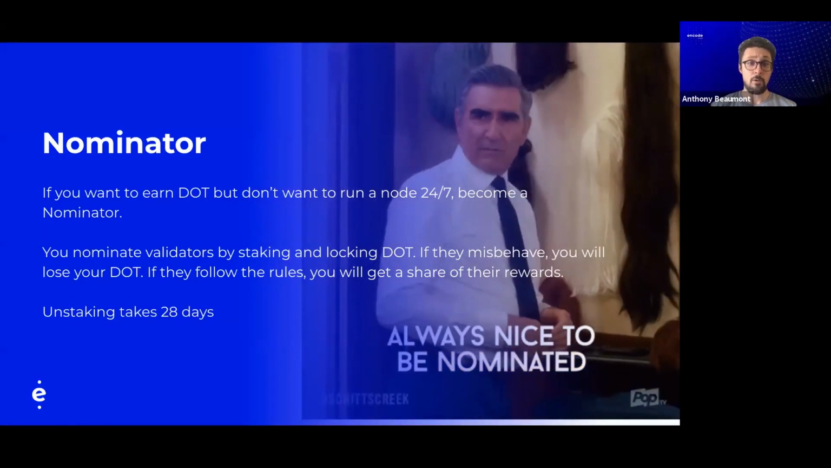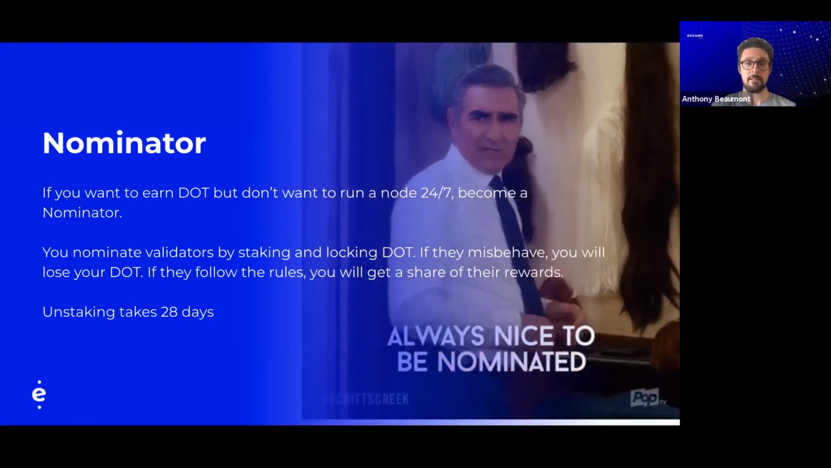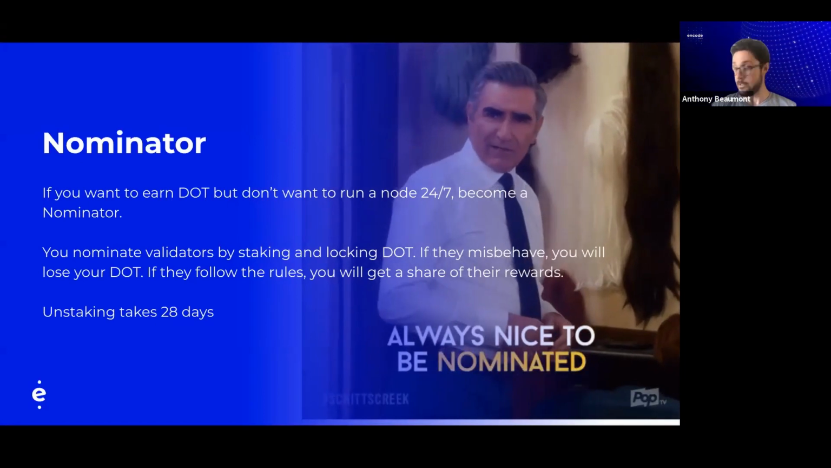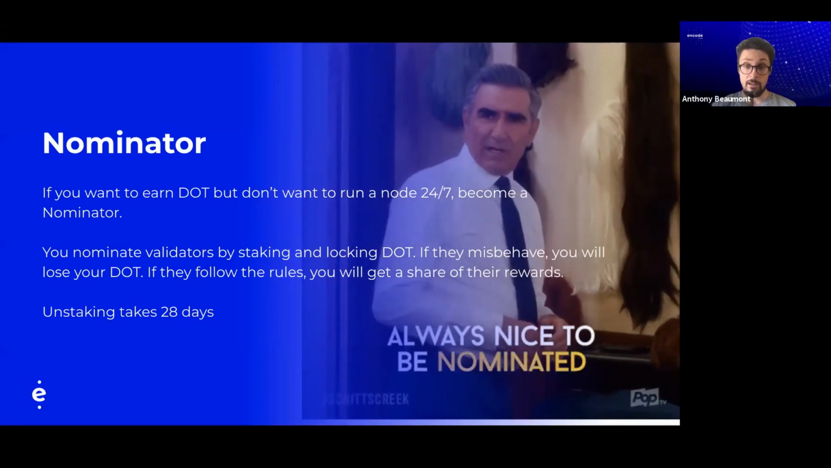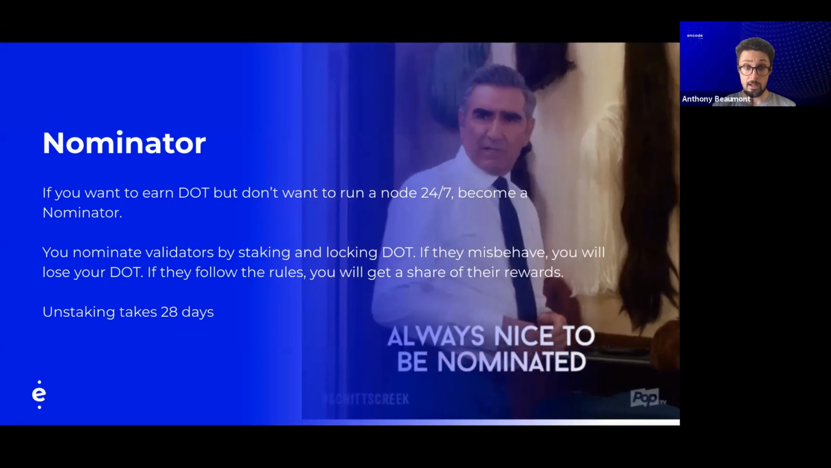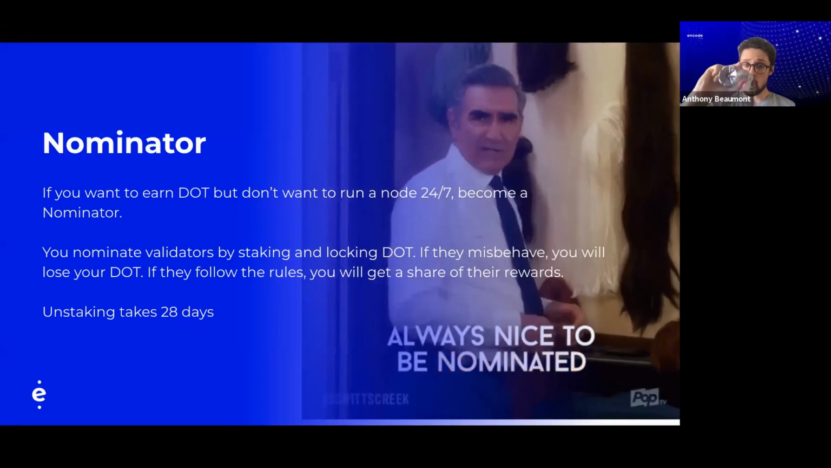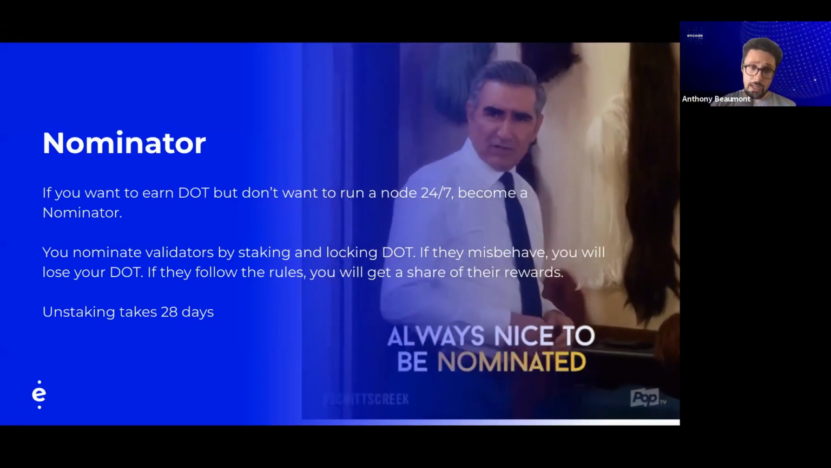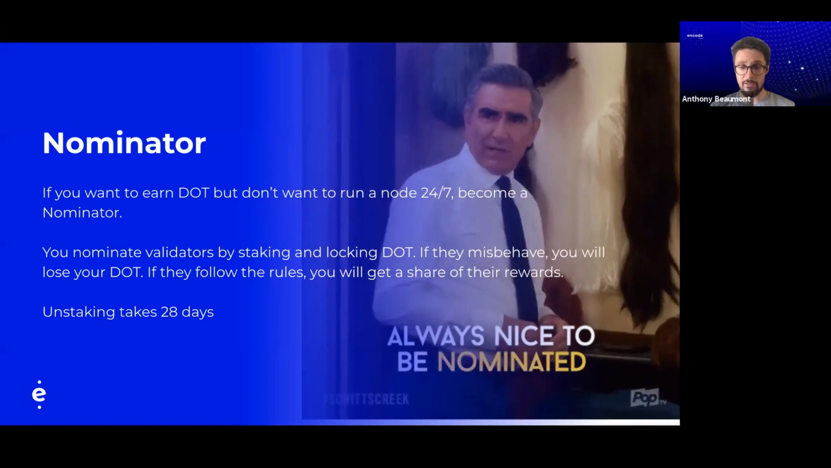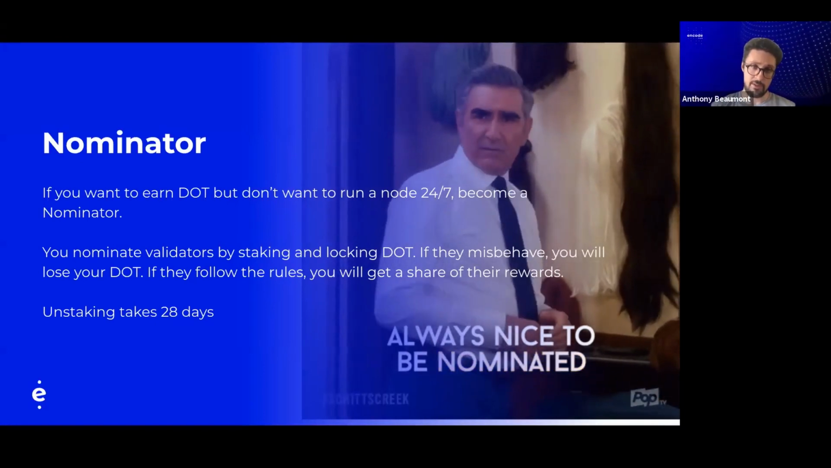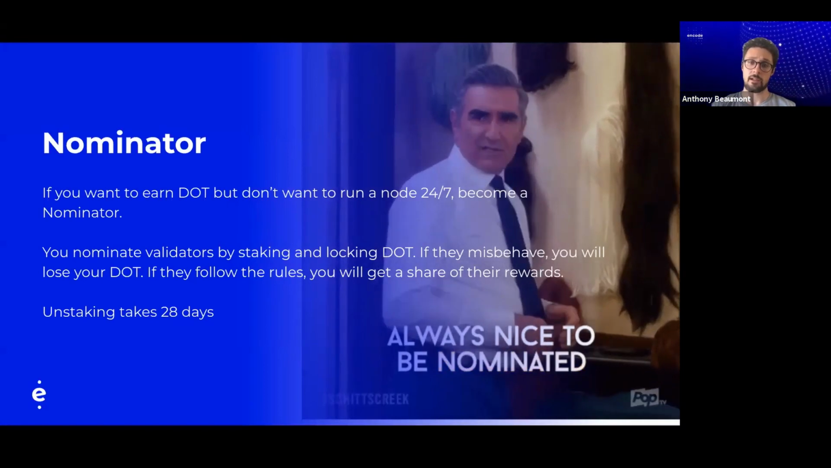Going further, if you want to earn DOT, being a nominator is the best way to do it, because you don't have to do any actual work, and you benefit from some of the rewards of being a validator as well. You nominate by staking and locking DOTs, and if the validators misbehave, you lose, and if they follow the rules, you get a share of their rewards.